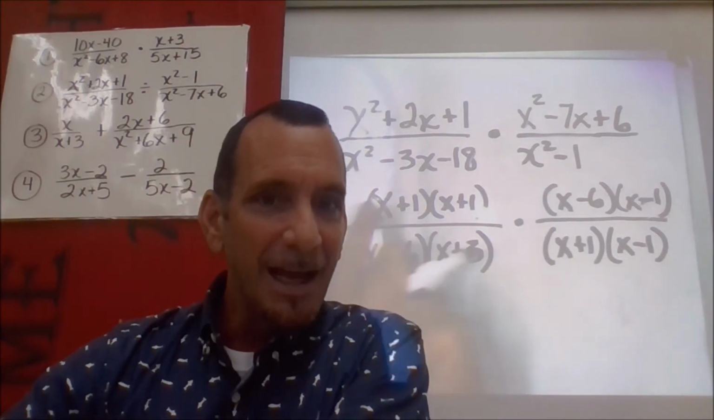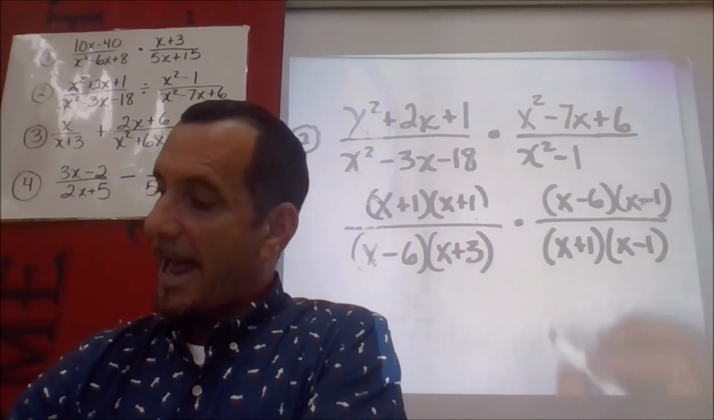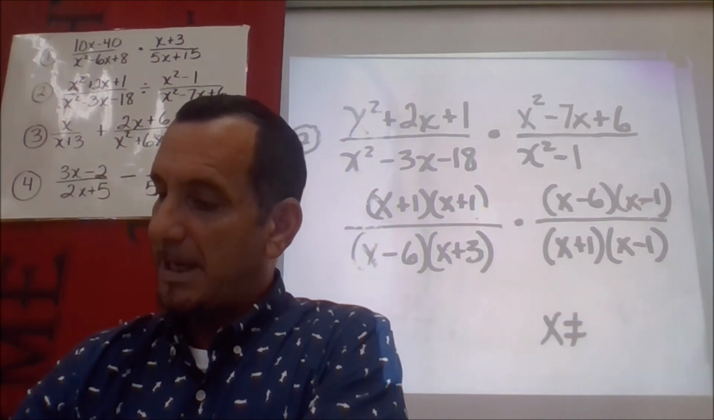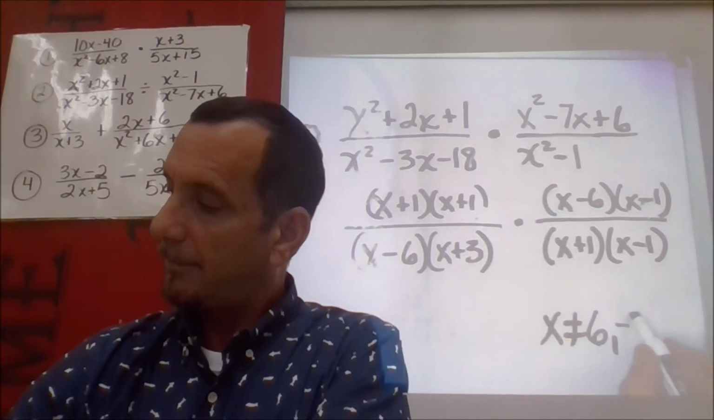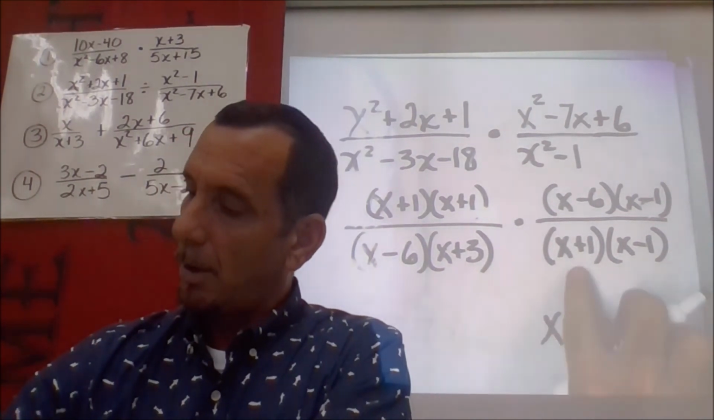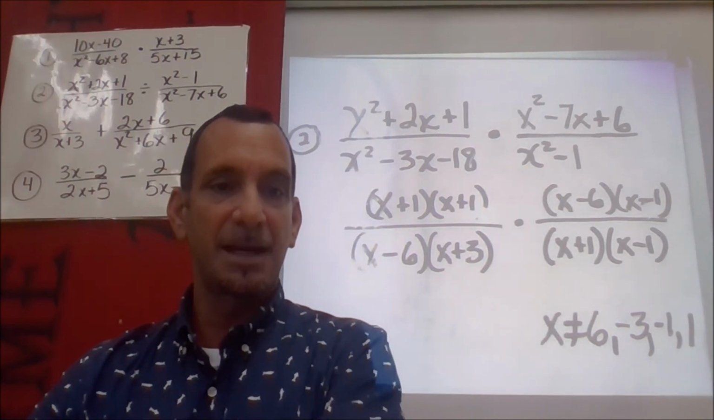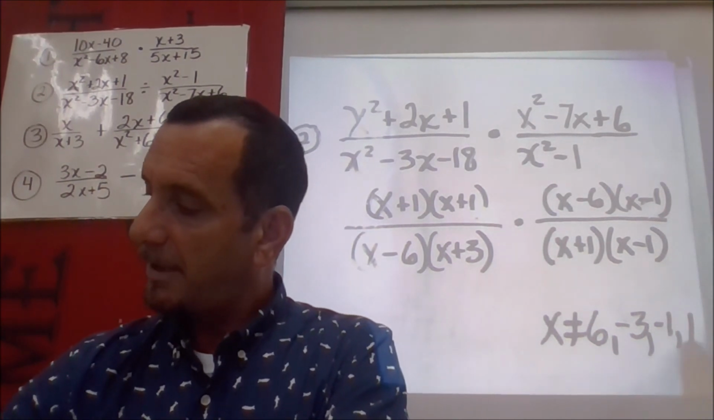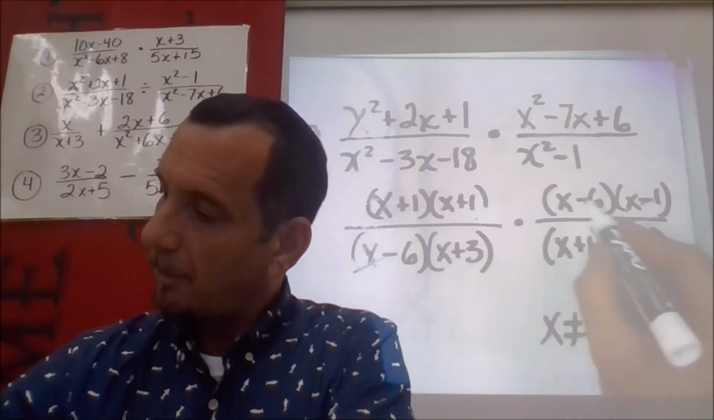Now I'm ready. I've got them all in factored form, and I'm ready to cancel. X cannot be 6. X cannot be any of these numbers. Cancel, cancel.